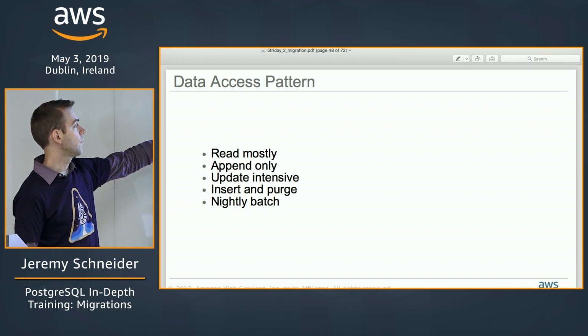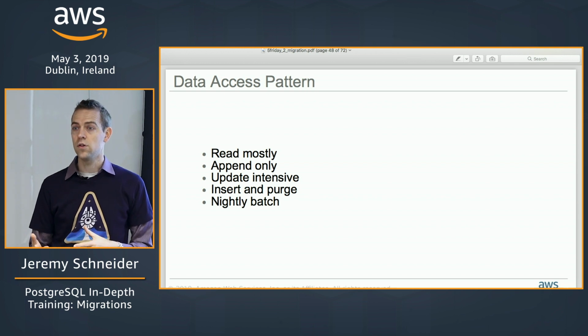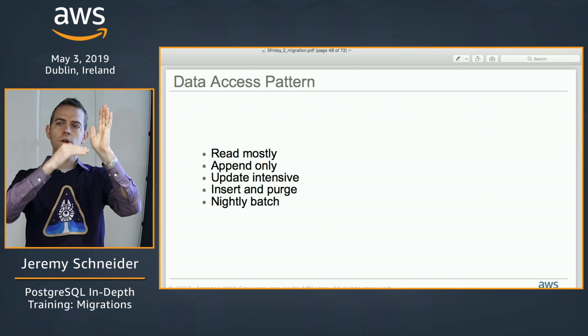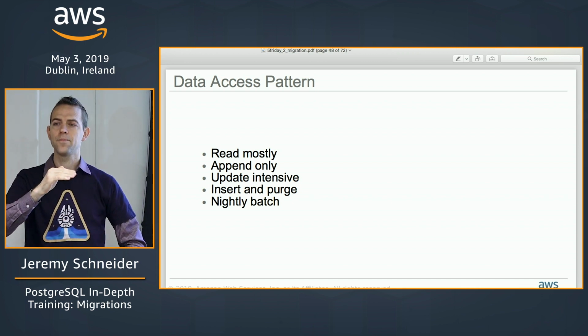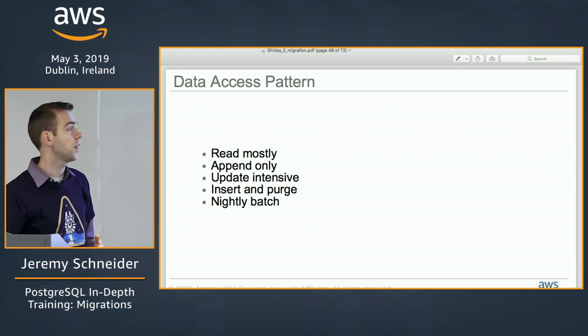And then you have this idea of insert and purge, which sounds like a queue, right? You can have a queue that's first in, first out, where you're inserting new records, and as they get processed, you're pulling the old ones out the back. That's another really common design pattern or workload that you can see in a database.